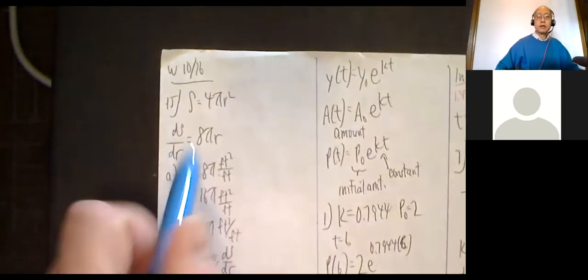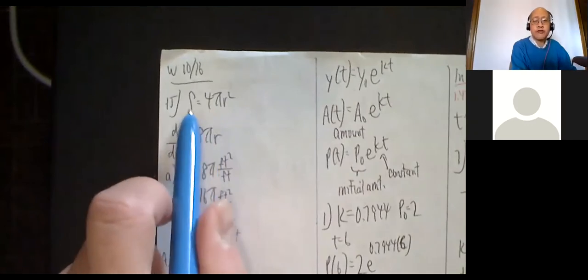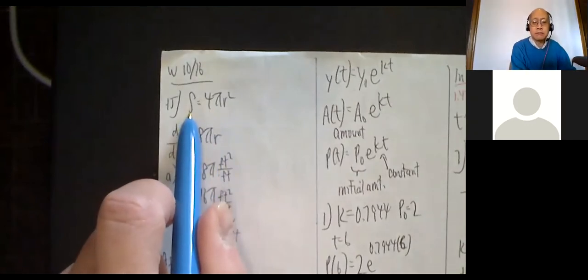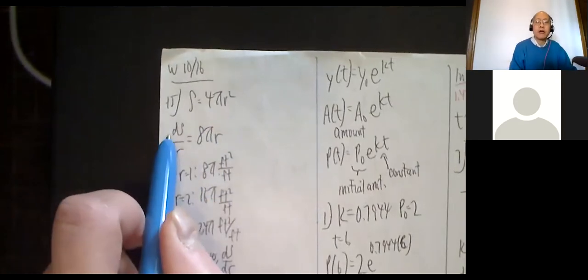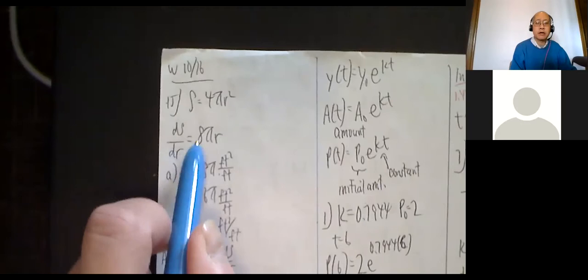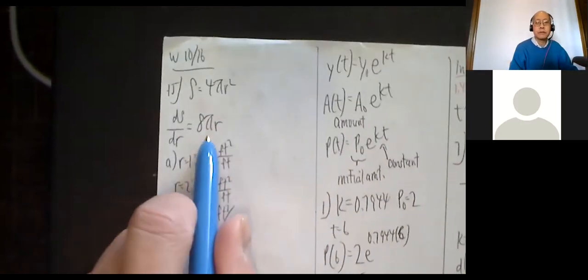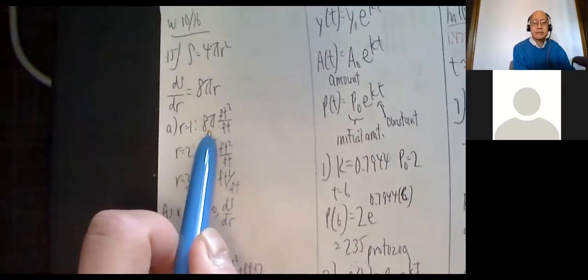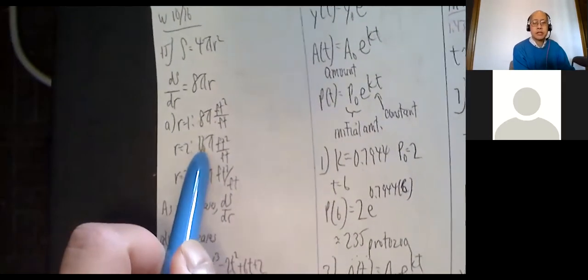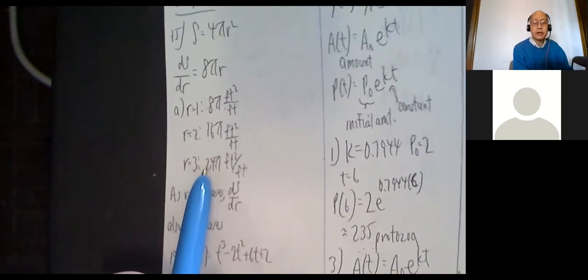So formula, surface area is 4 pi r squared. So how does the surface area, which I'll call S, change as the radius changes? So I take the derivative, dS/dr, rate of change of surface area with respect to r, 8 pi r. Well, I just plug in 1, 2, 3. Plug in 1, 8 pi. Plug in 2, 16 pi. Plug in 3, 24 pi.